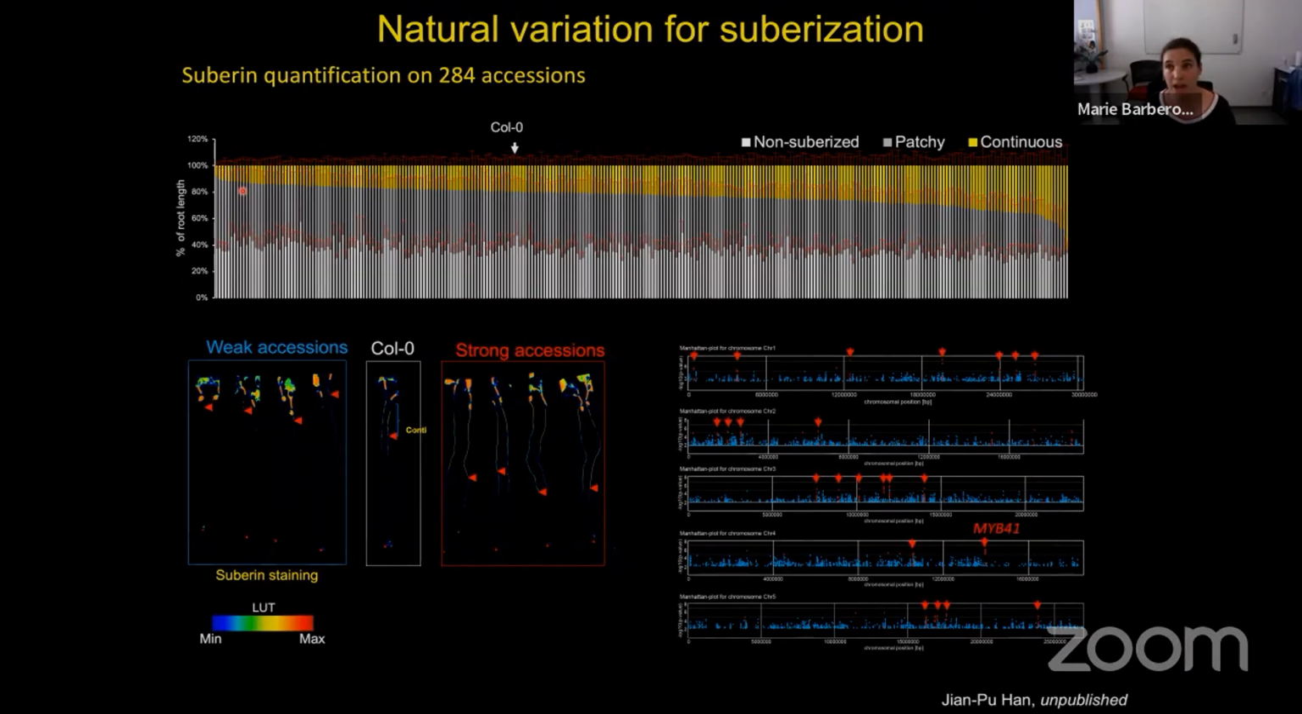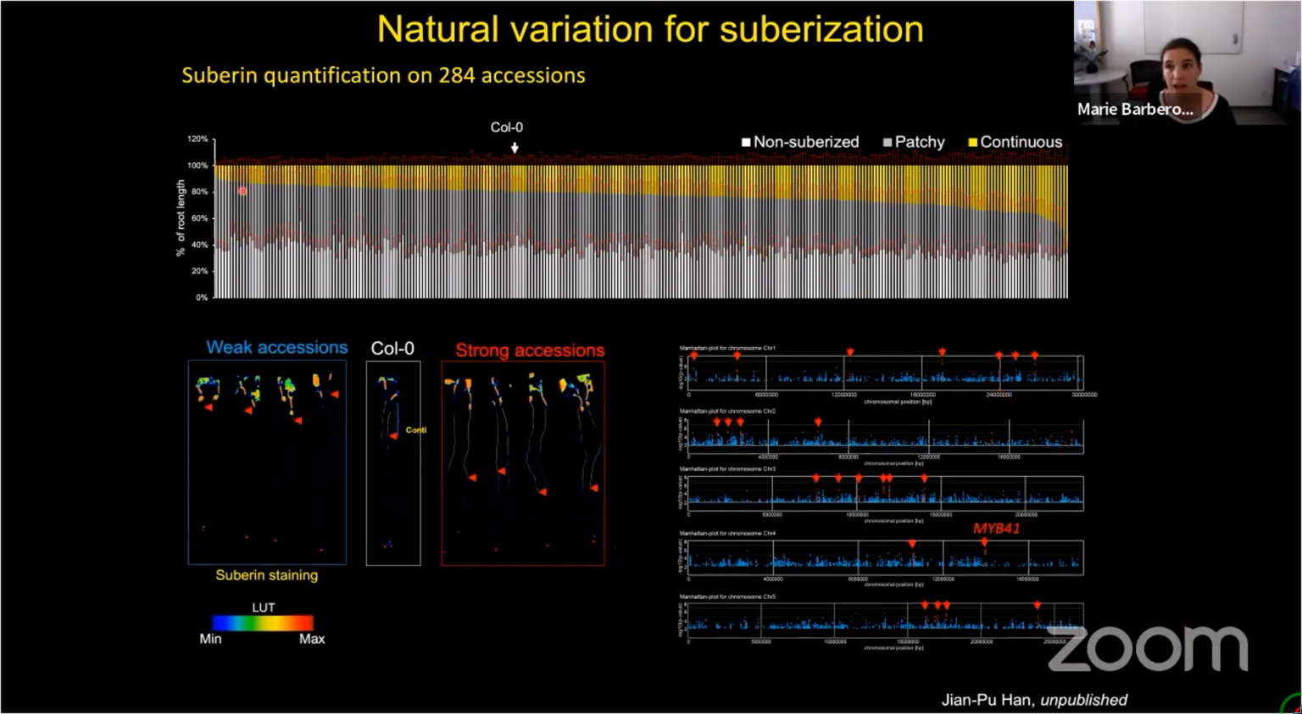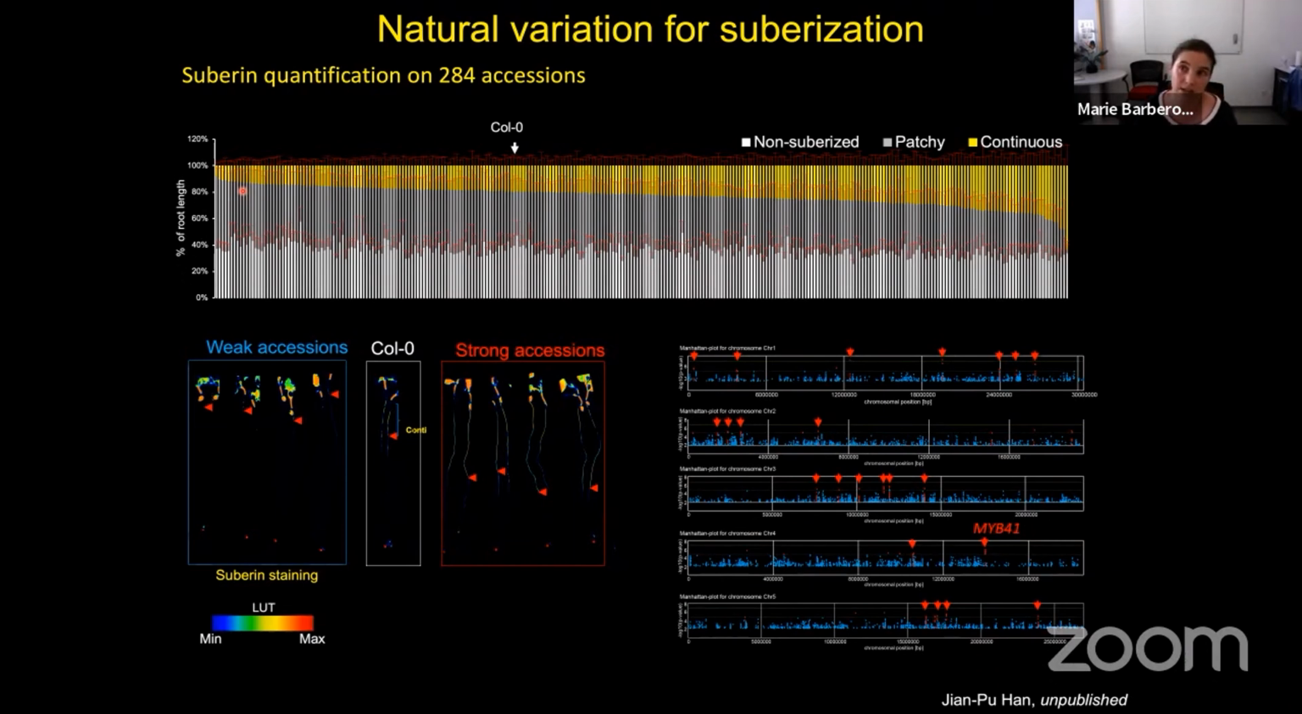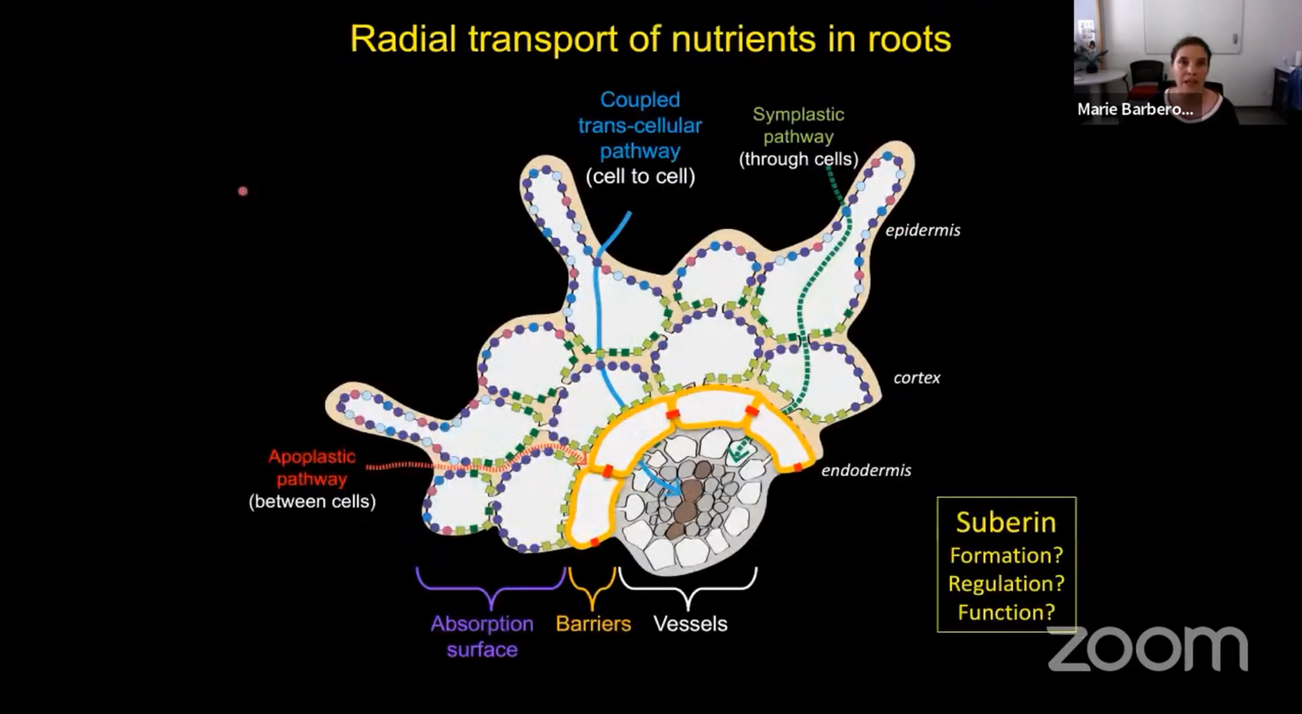One of them contained MIP41, which suggests that this approach could be a good strategy to identify genes involved in suberization. And we are now characterizing loss of function mutants for some of the gene candidates from that. And we already have new mutants with defect in suberin, but I'm not going to talk about that now.